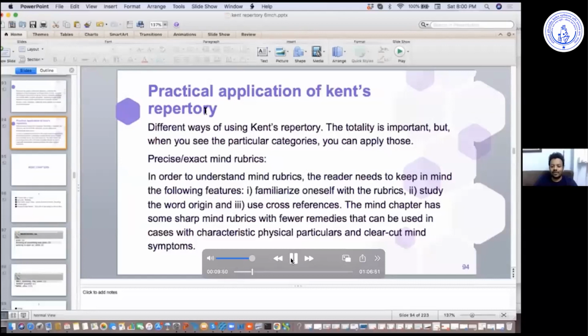Okay, so I will tell you the symptom and you have to open the Kent repertory. I'll give you only 1 minute per rubric. Okay? This is how you have to put it in. Chalega. Done.